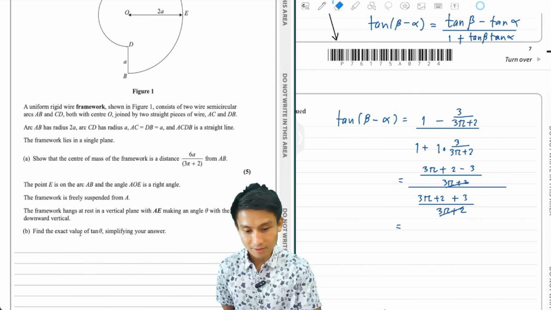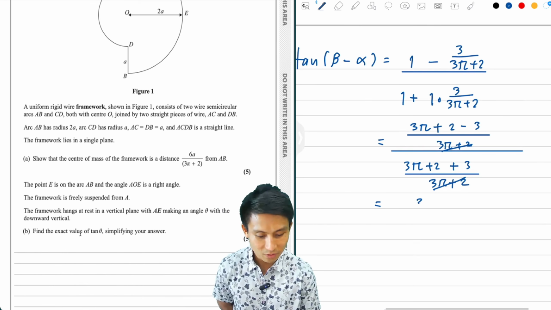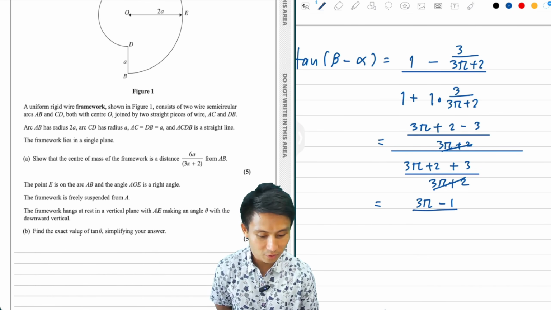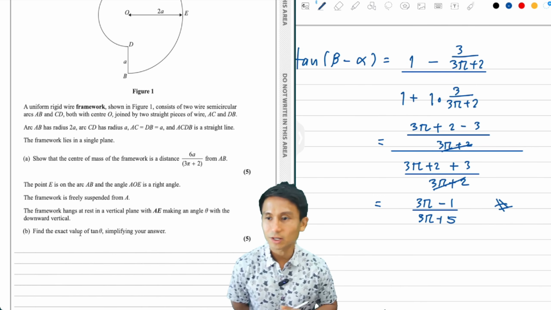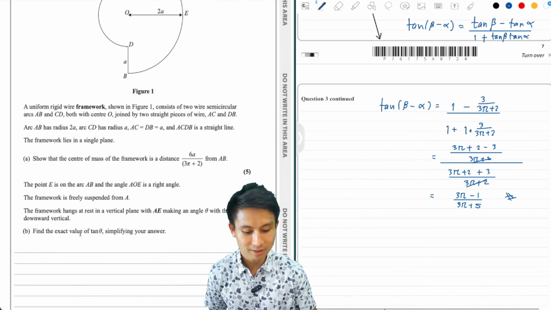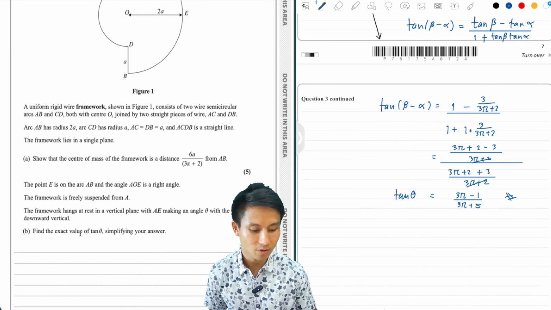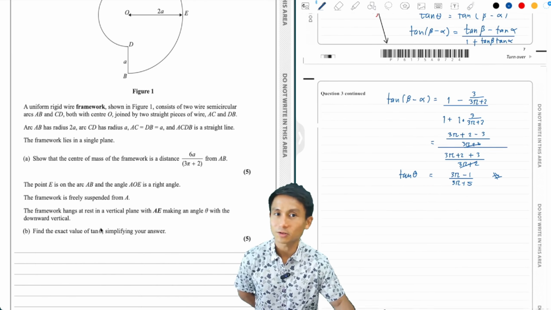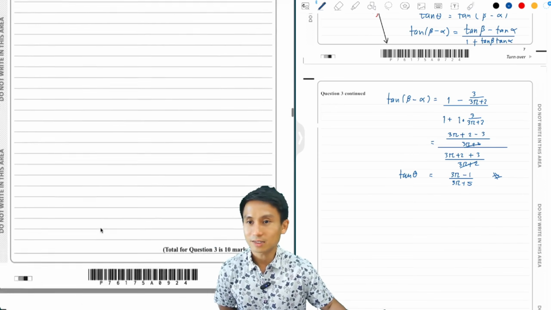Okay, yeah, that's fine. So that simplifies to (3π − 1) over (3π + 5), right? Okay. Yep. So that's it. That's the tan θ that they want. Okay. And that question is done. Next, number 4.